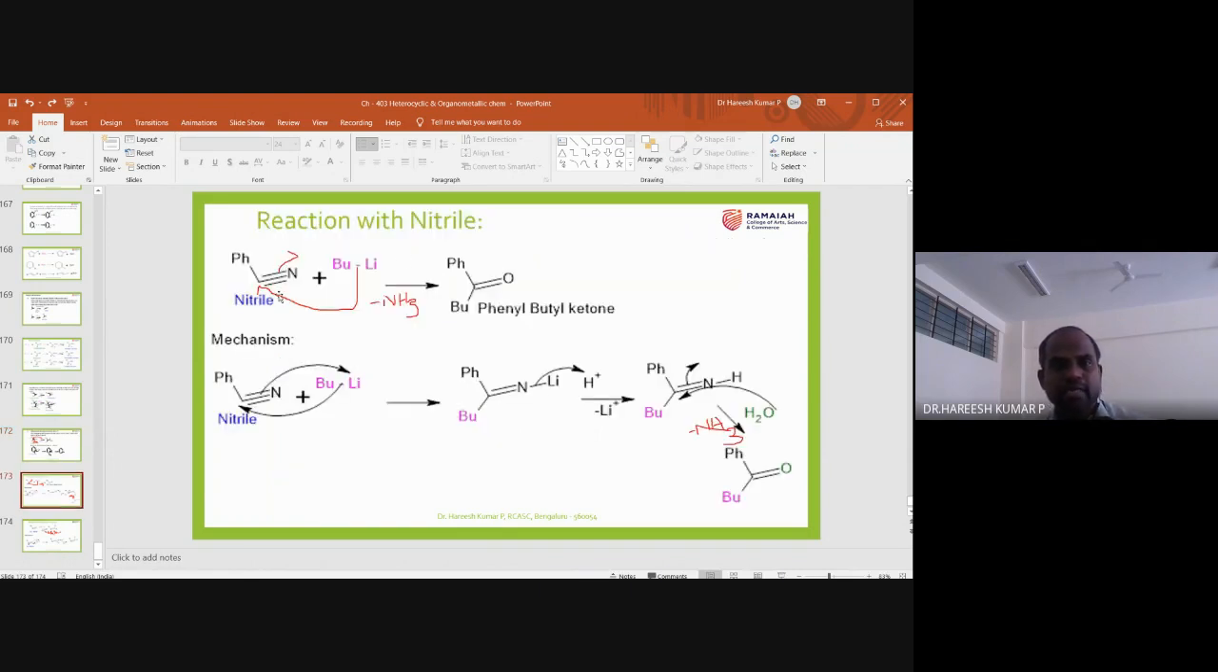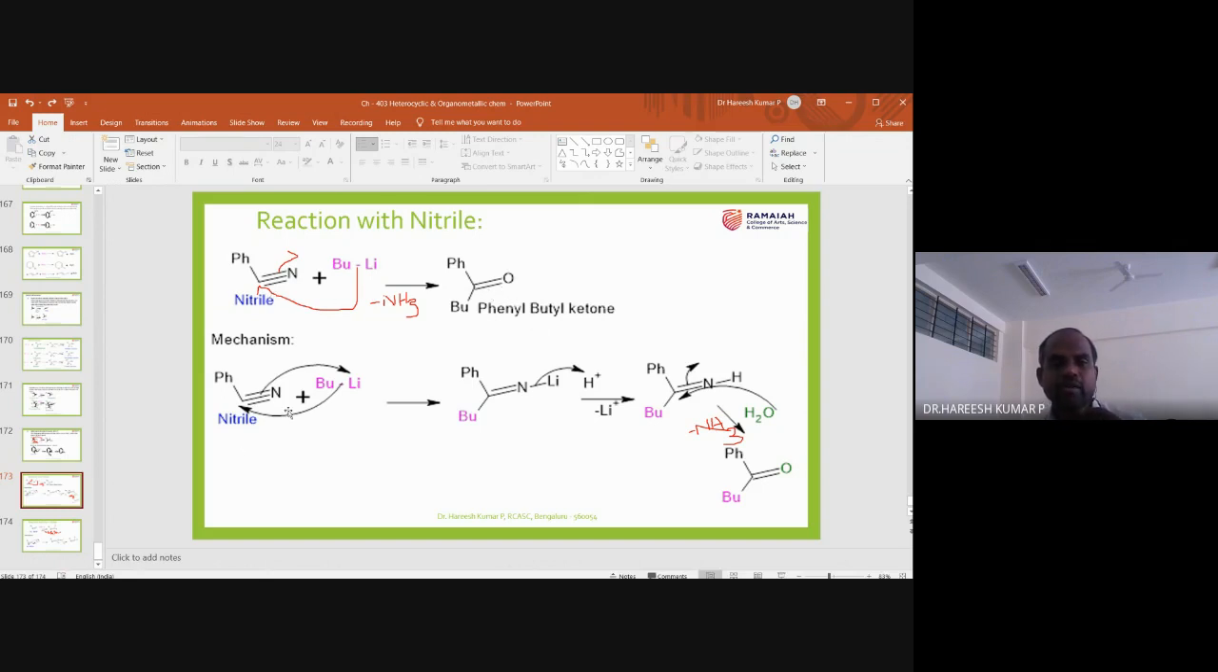So look here, this is a nitrile. C triple bond N is called nitrile. So what will happen? This anion will attack this carbon and this will pick up a proton. This imine on hydrolysis, NH is replaced by O. So that is the reason the obtained compound is called phenyl butyl ketone. Phenyl butyl ketone is not an IUPAC name; it is a trivial name.